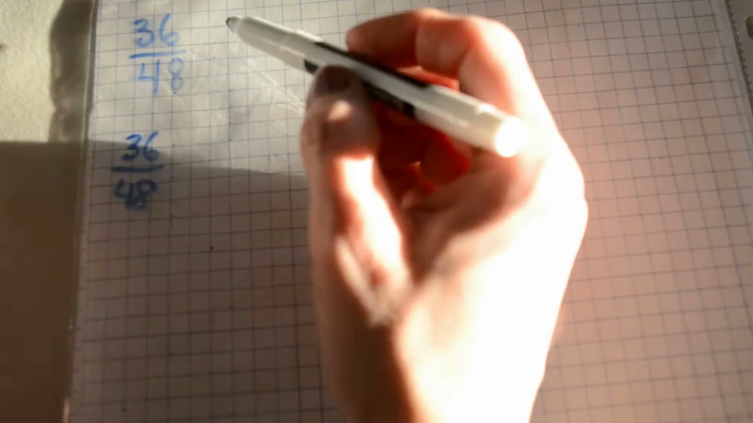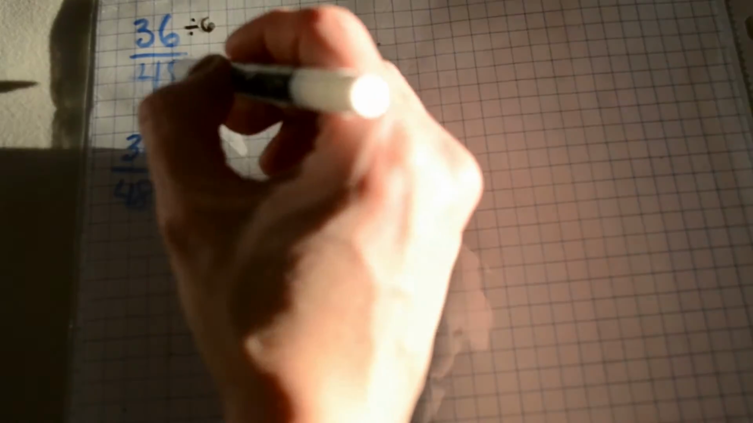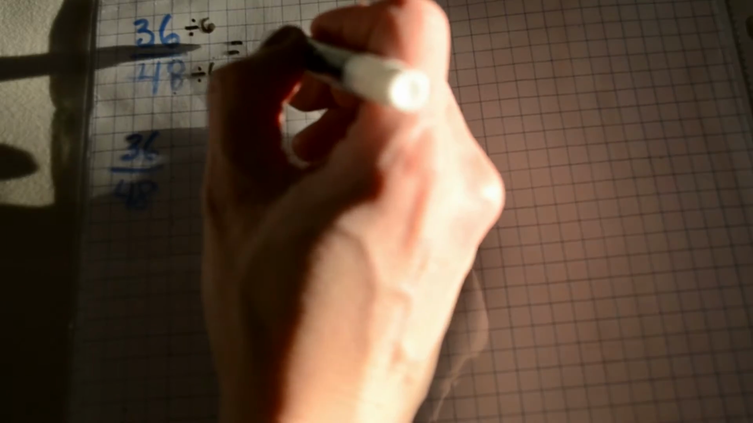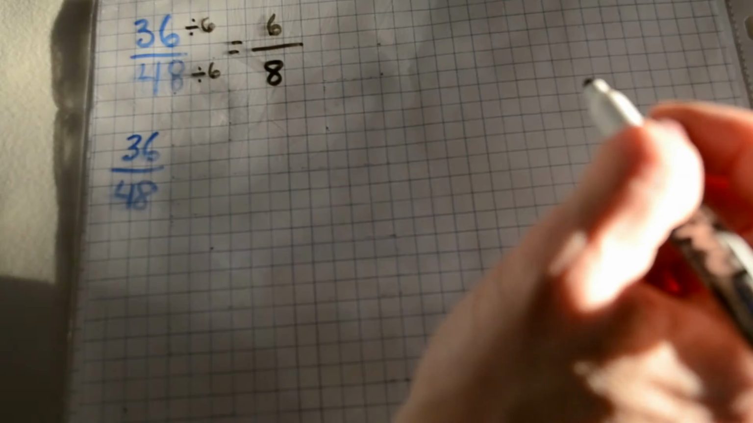So if we think back to our times tables, which times table has 36 and 48 as their answers? Well, we know we can do the 6 times tables, so divide by 6, and whatever we do to the bottom, we have to do to the top. It has to match. So if we divide both by 6, then we end up with what times 6 is 36? 6. And what times 6 is 48? 8. So we end up with 6 eighths.